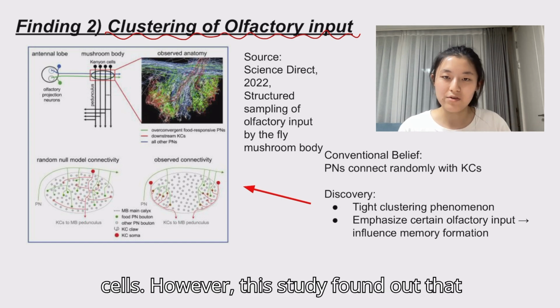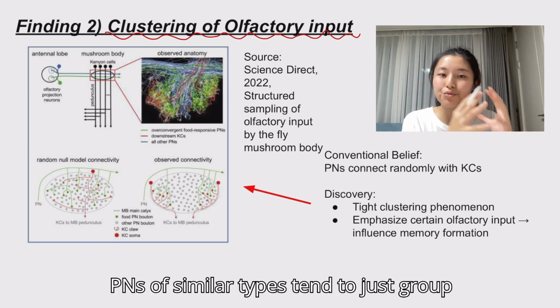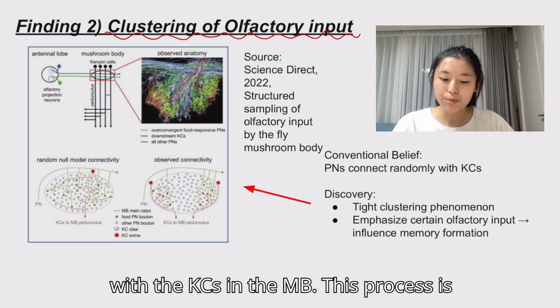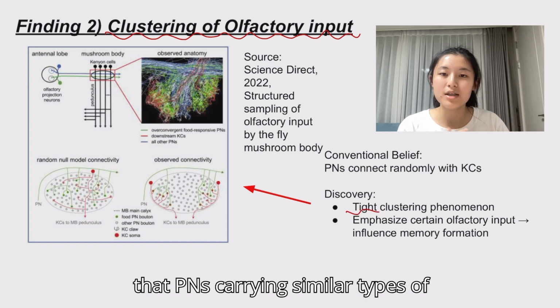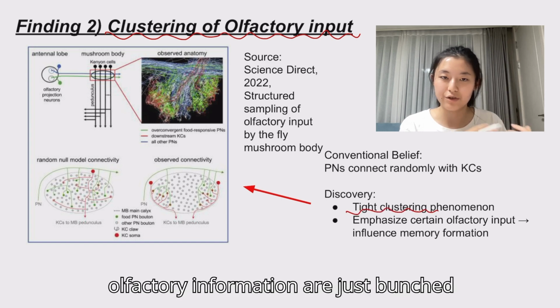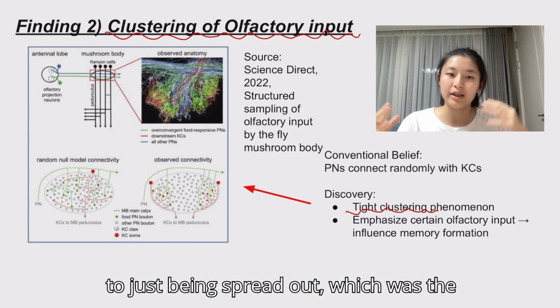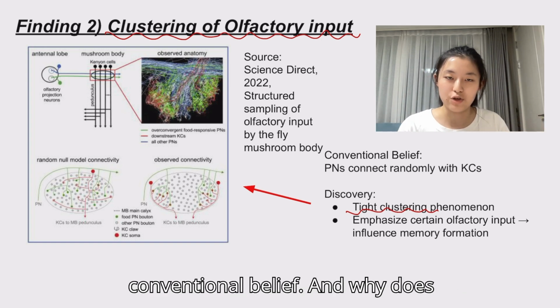However, this study found that PNs of similar types tend to group closely together when they're connected to the KCs in the MB. This process is called tight clustering, and it means that PNs carrying similar types of olfactory information are bunched together in specific locations as opposed to being spread out, which was the conventional belief. And why does this matter?